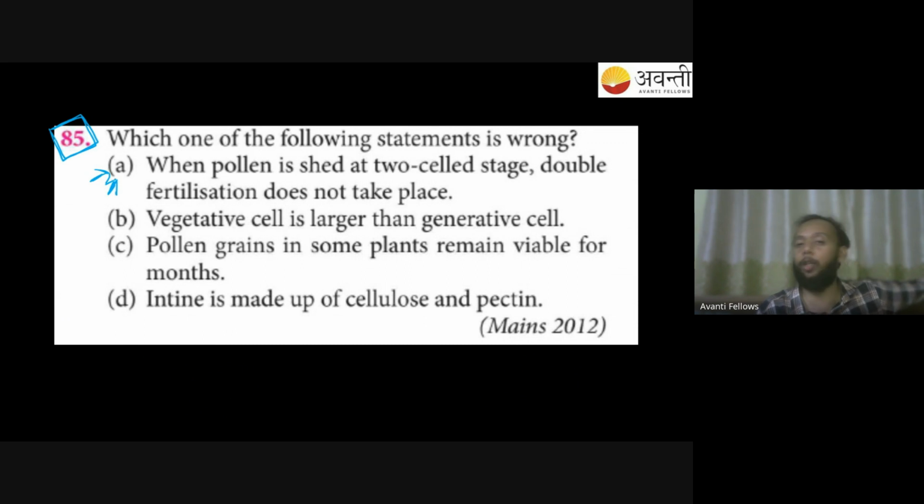This is wrong, it's not like that. Double fertilization will definitely happen, because the two-cell stage becomes a three-cell stage. You just need one mitosis and you'll find two male gametes have been formed. So that is why option A is going to be an incorrect statement. This was the question from 2012.